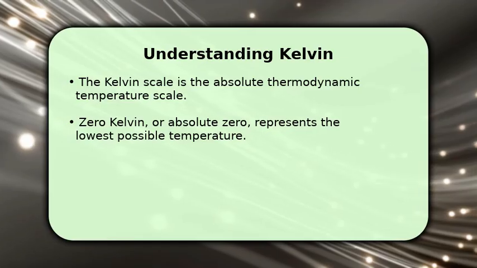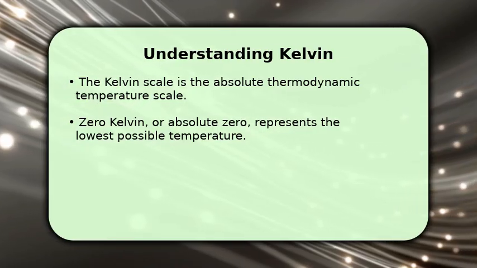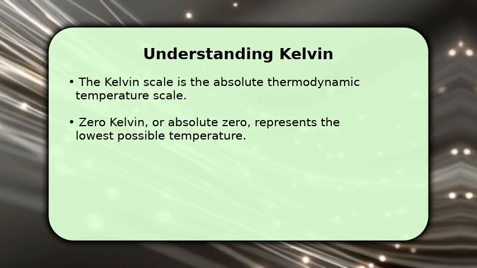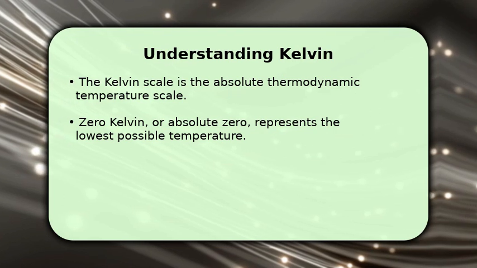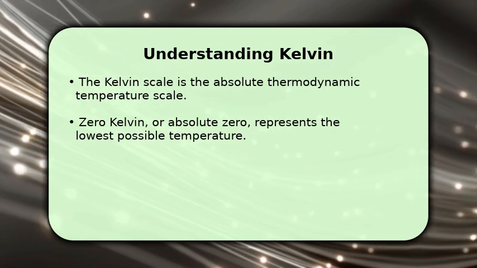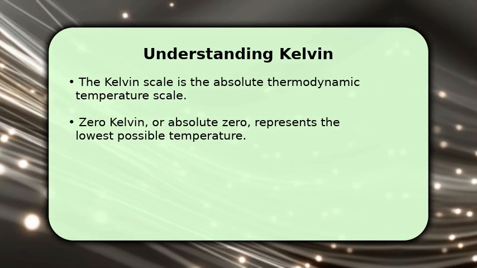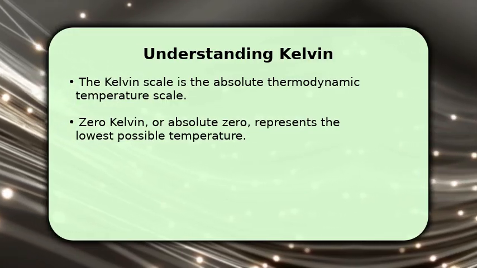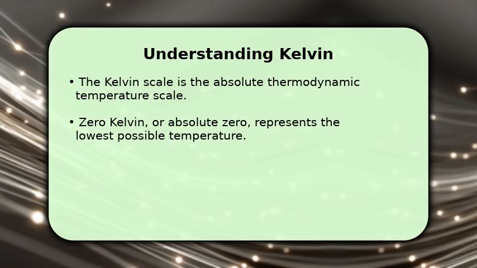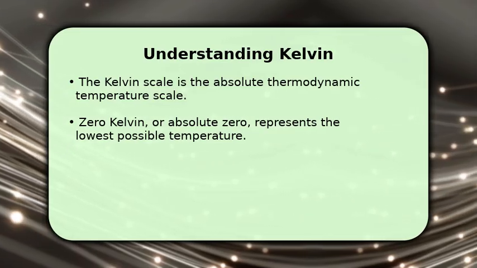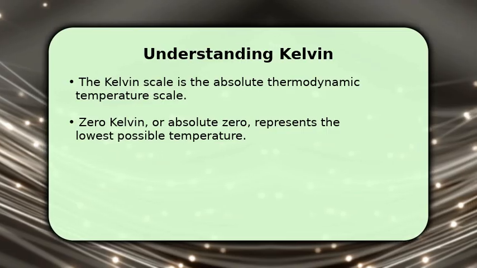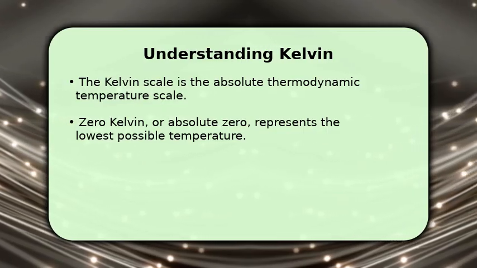The Kelvin scale is unique because it is an absolute temperature scale, meaning it starts at absolute 0. This point, 0 Kelvin, is where all molecular motion theoretically ceases, making it the coldest possible temperature. Unlike Celsius or Fahrenheit, Kelvin does not use degrees. Instead, temperatures are simply expressed in kelvins. It is crucial for many scientific fields, especially in physics and chemistry.